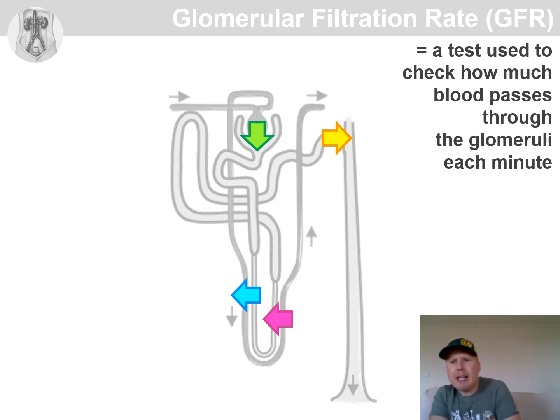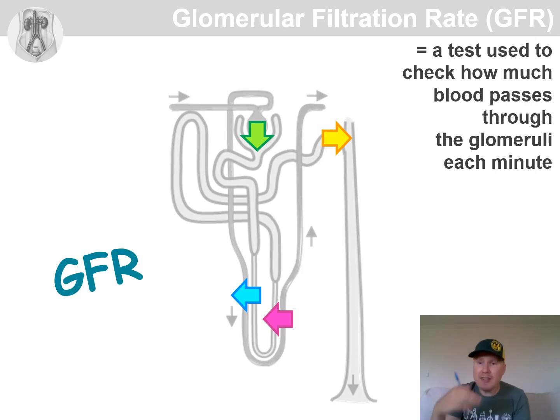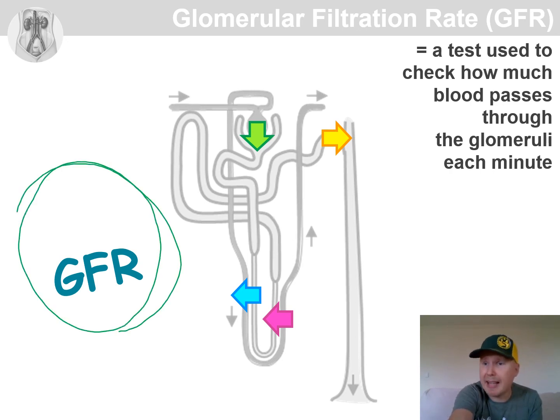And now we get to the clinical stuff as it relates to the nephron. Glomerular filtration rate is used in clinical practice to quantify how much blood flows through the glomeruli in a minute. Basically, what it tells us is how well the kidneys are working. And in the medical field, you will often see this abbreviated as GFR. And looking at that number may be pretty important.